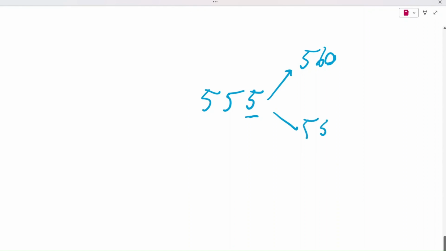Now let's say we have 555. Well, we still look at the ones location, so we can either get 560 or we can get 550. But we know 5 rounds up, so we get 560.